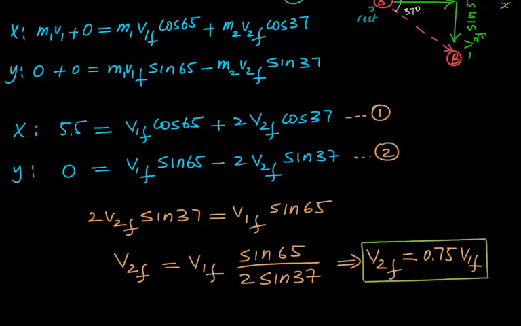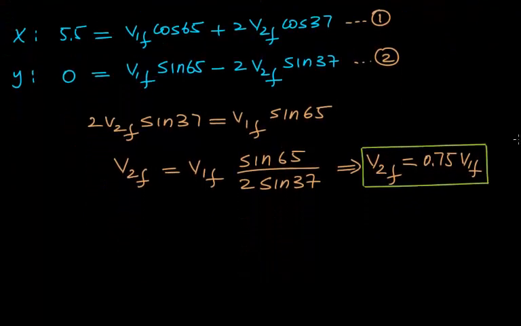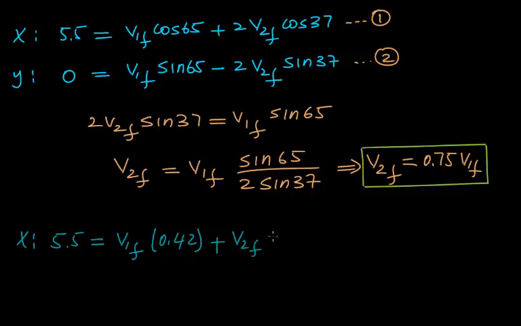All you need to do now is take it as is and plug it into your x equation. My x equation, here we go: 5.5 equals V1 final times cosine 65. Let me evaluate the cosine 65. Times 0.42, that's the cosine of 65, plus V2 final times 2 cosine 37. Let's find that one too. That's 1.60.